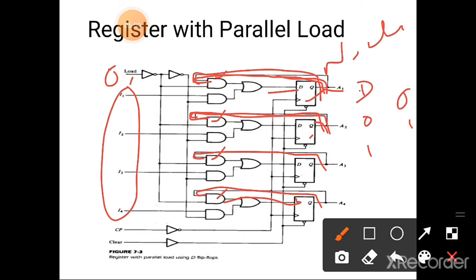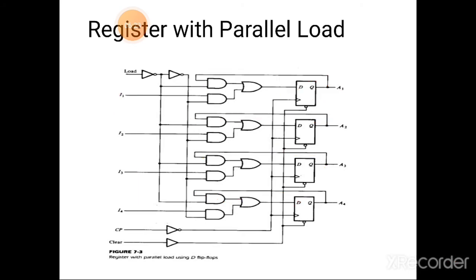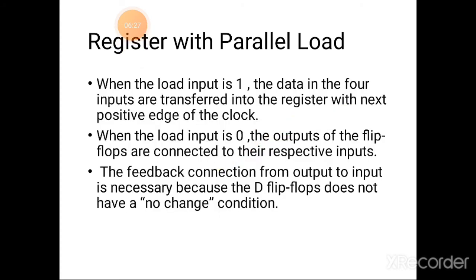So with each clock pulse, the D input determines the next state of the output. To leave the output unchanged, it is necessary to make the D input equal to the present Q output in each flip-flop. So we connect a feedback circuit, and this is the working of the register with parallel load. The next one is register with parallel load.